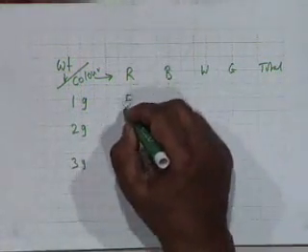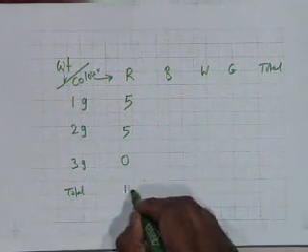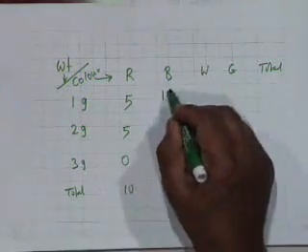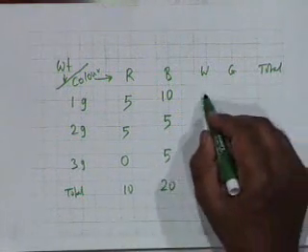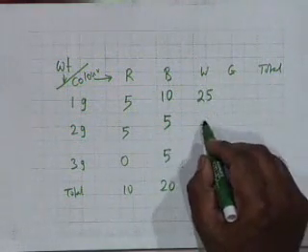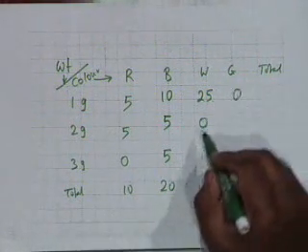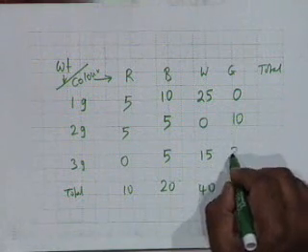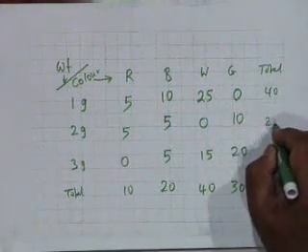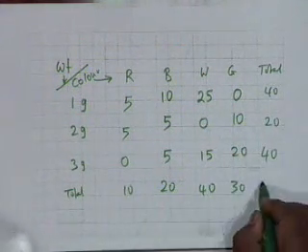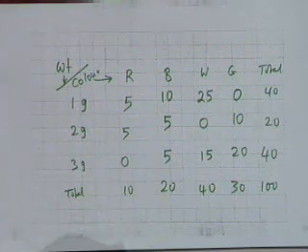And the distribution I have arbitrarily chosen: 5, 5, 0. So the total, again, is 10 red balls we have taken. Black 10, 5, 5, the total is 20. White 25 of 1 gram, 0, 15, and this is 40. Green 0, 10, 20 and 30. The totals would be 40, 20 and 40. So the total on this side or this side has to be 100.